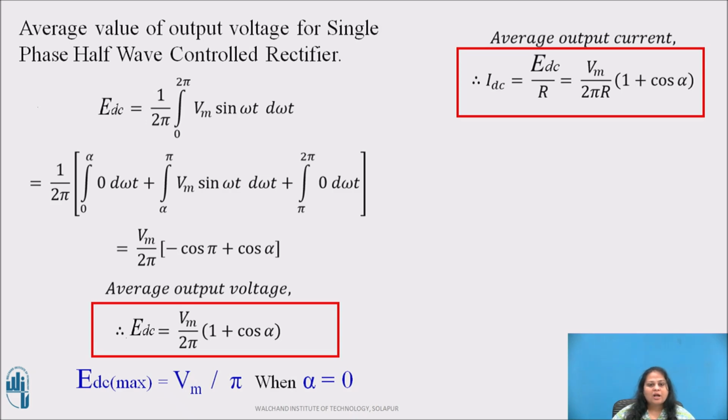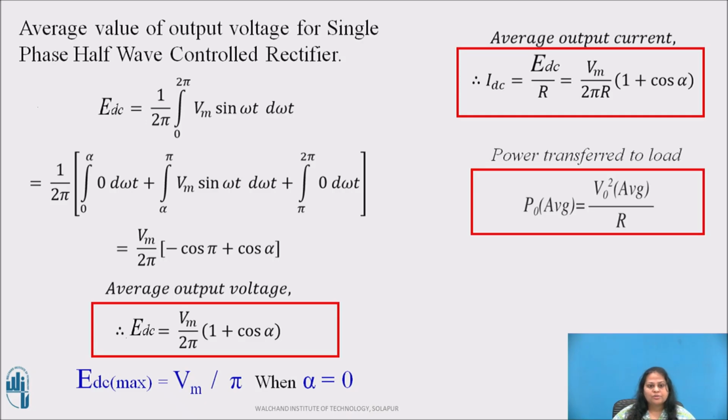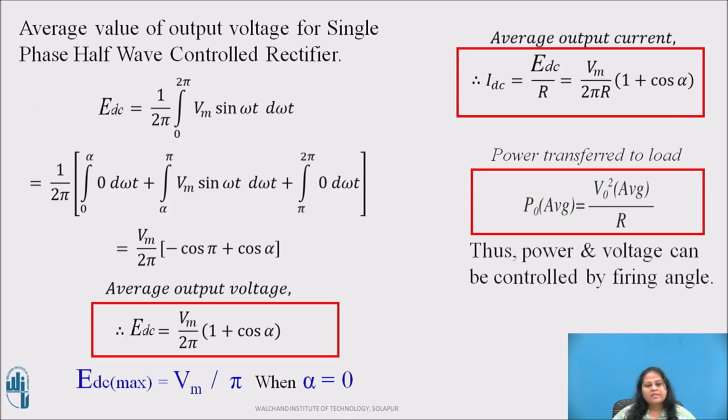Similarly, average load current is equal to EDC upon R and is given by Vm upon 2 pi R into 1 plus cos alpha. Also, power transferred to the load is given by square of the average output load voltage divided by R. Thus, we can say that power and voltage can be controlled by firing angle. Thus, in this session, we have seen the working of half-wave controlled rectifier using resistive load and derived the expression for average load voltage and current.